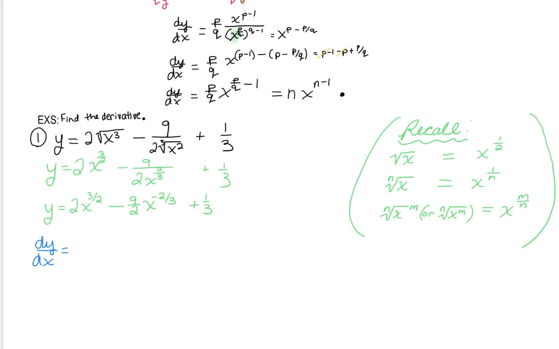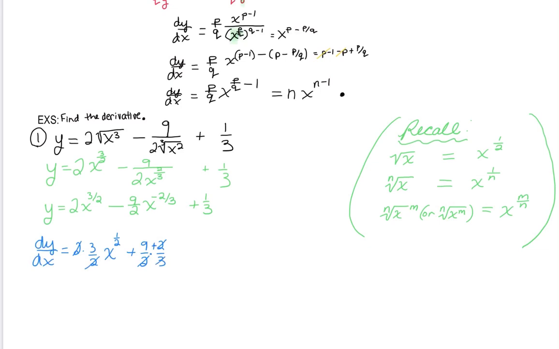So just basic power rules. You're bringing down the 3/2, and of course you're going to be able to reduce your 2's, and then x to the 3/2 minus 1. So 3/2 minus 2/2, that's going to be 1/2. Then minus your 9/2 times, you're bringing down your negative 2/3. And of course, that's going to change that to addition.